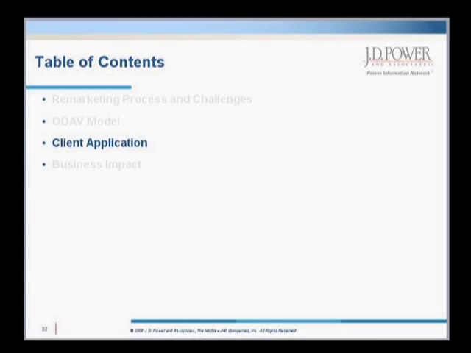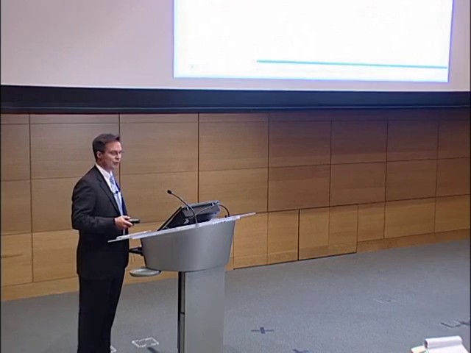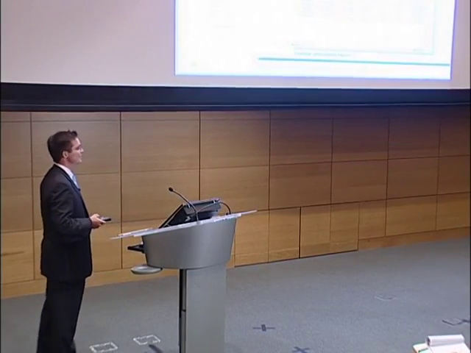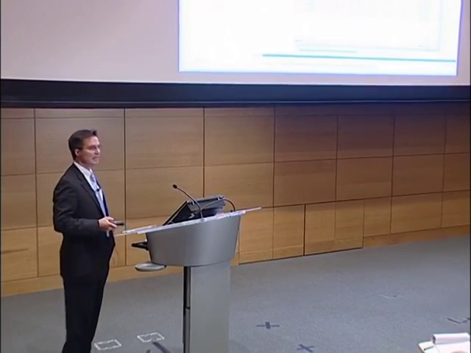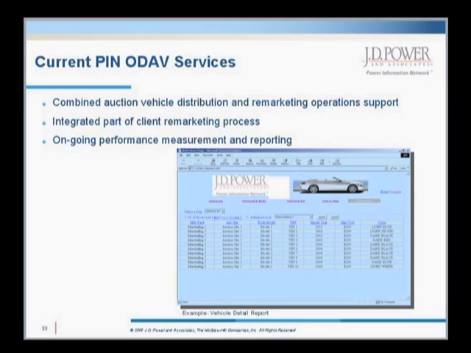So let's talk about the application here for a moment. As you heard from Jay, ODAV services have come a long way. Today, it's a combined system of auction vehicle distribution and remarketing operations support. The screen at the bottom, you see it's a web-based system today, and it shows how it delivers these shipping plans every morning. As Jay mentioned too, the system is completely integrated today with the remarketing processes of the client and the auctions. They used to generate these sheets on paper and then basically have to fax them over. It happens automatically today every night.